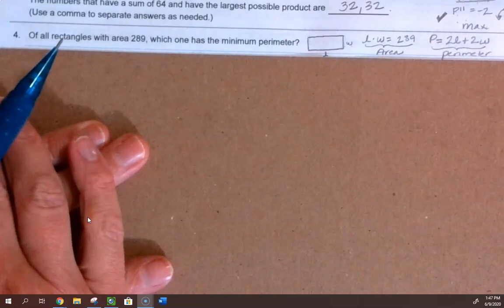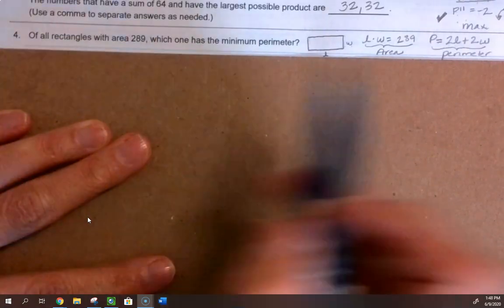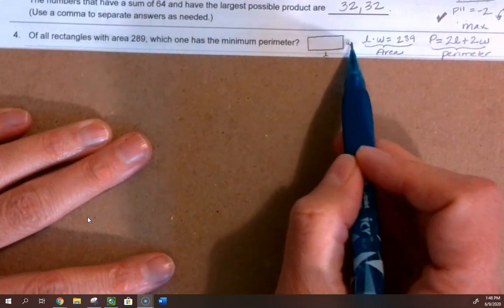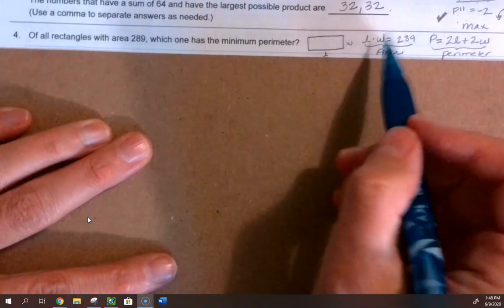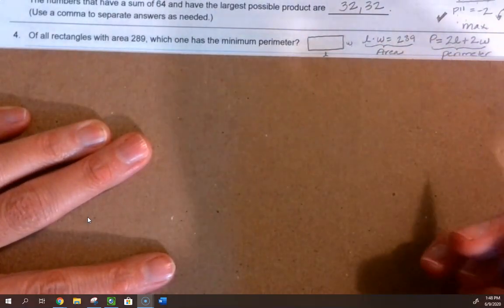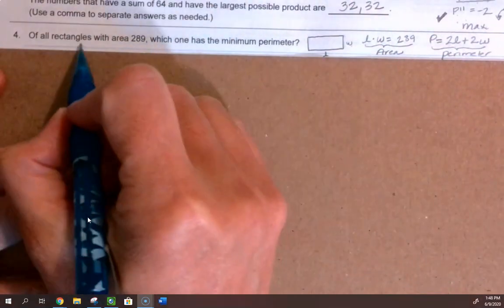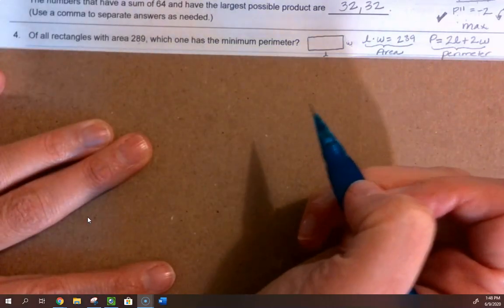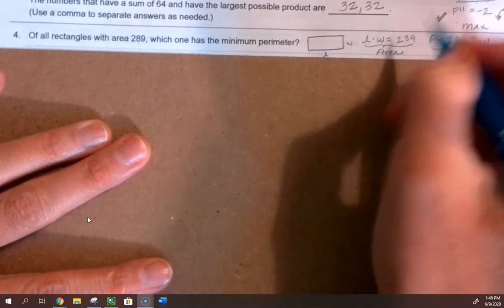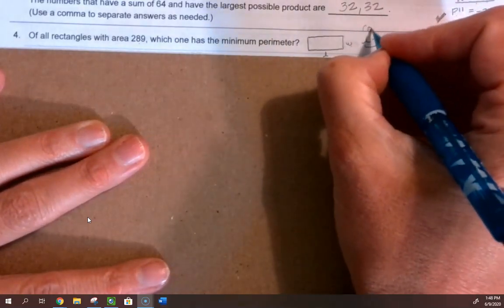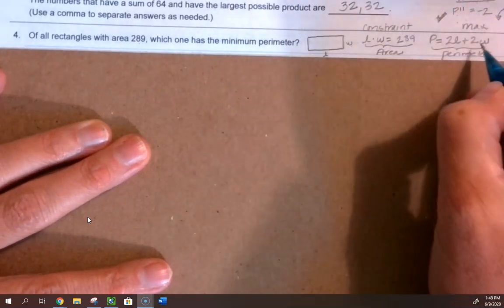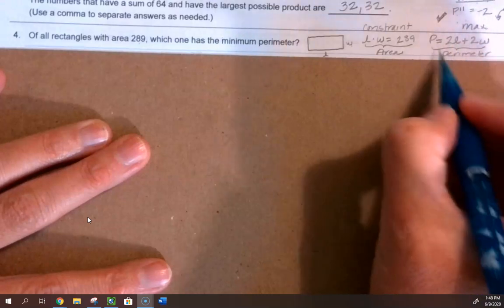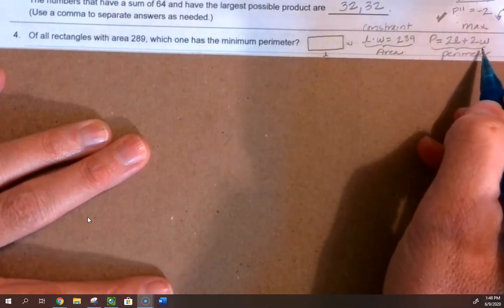If they hadn't given me that direction, I could have named the variables whatever I wanted: X and Y, A and B, base times height, whatever you wanted it to be. In this case, I chose L and W. W because they told me, and L seemed to go with it. So I know that the area has to be 289, so I wrote L times W equals 289. The thing where they give you a number is the constraint. The piece where you are trying to maximize or minimize is the objective function.